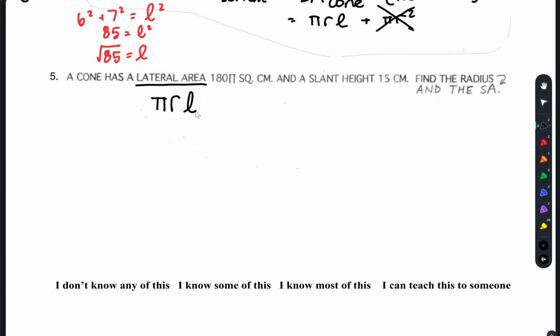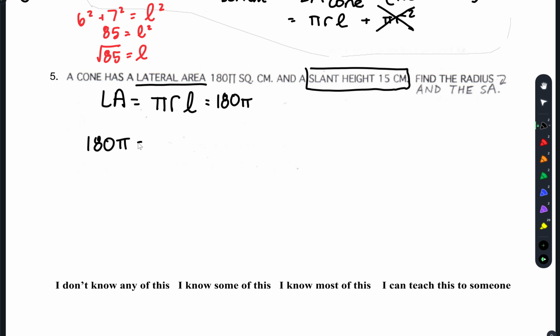Perfect. In my formula, I have pi r L plus pi r squared. The pi r squared part, that's the base. Pi r times slant height is the lateral area. And I know that that equals 180 pi. So this is the lateral area. I know it equals 180 pi. And I know the slant height, but I don't know the radius. So I'm going to set up my formula. 180 pi equals pi times the radius times the slant height, 15.